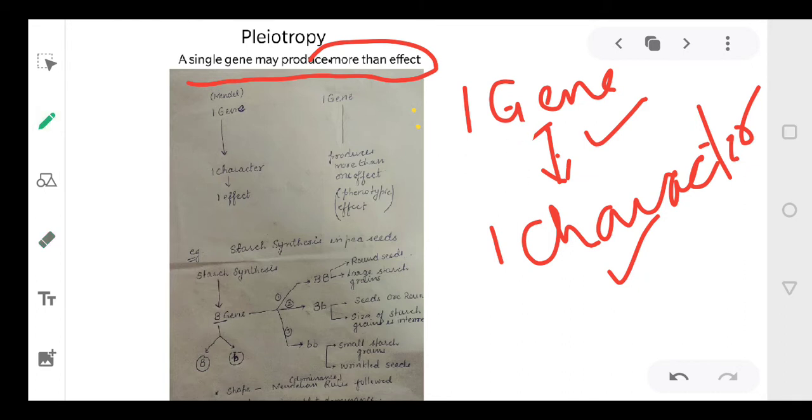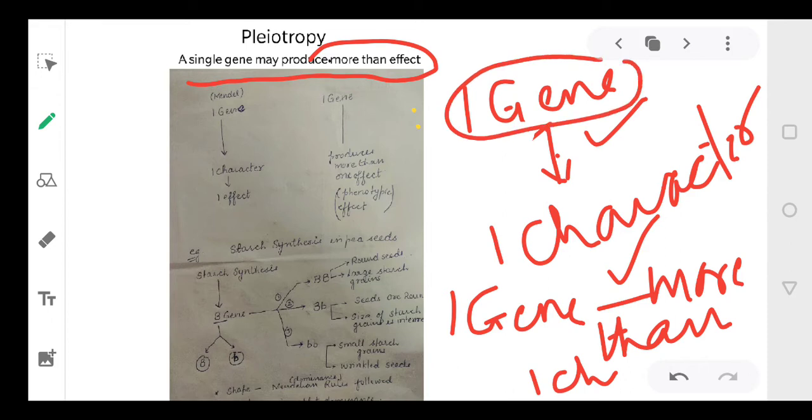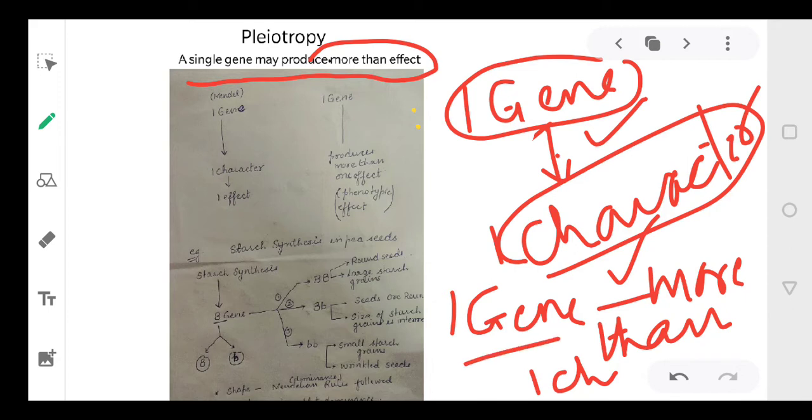प्लियोट्रोपी का मतलब होता है जब एक जीन एक से ज्यादा कैरेक्टर को कंट्रोल करती है, मोर देन वन, राइट? So Mendel said one gene will control one character, but the phenomena of pleiotropy says that one gene is controlling more than one character.